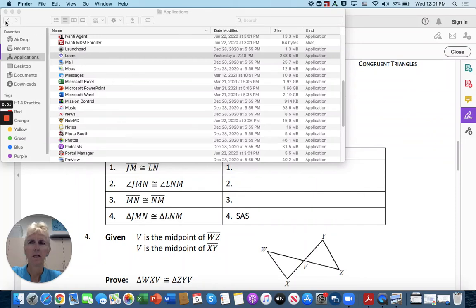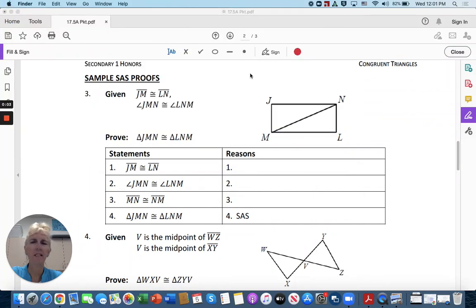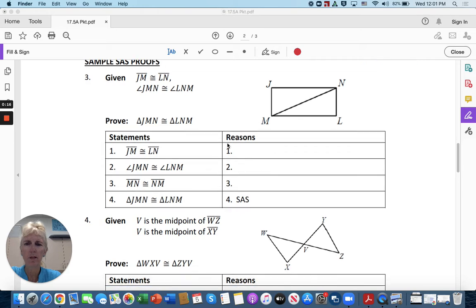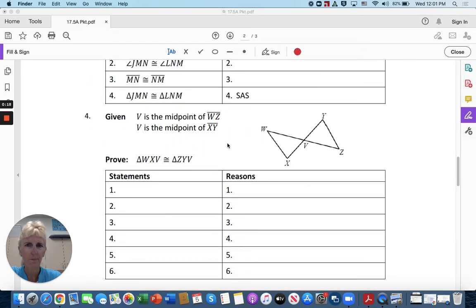Hello students. Today we will be having a continuation of 17.5a and it's on proofs, and this time we're going to do a sample side angle side proof. This is page 257 in your packet, and I'm going to be going over number 4. Given V is the midpoint of WZ and V is the midpoint of XY.